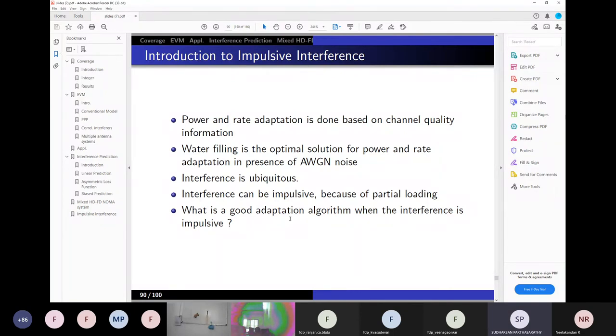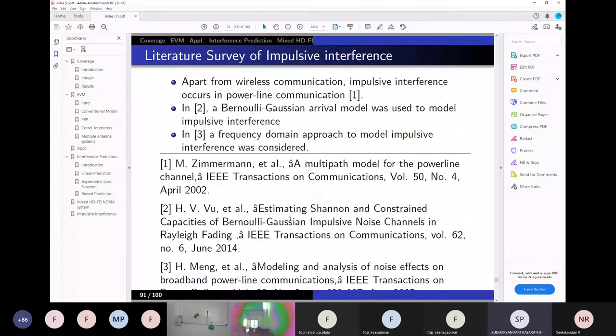Apart from wireless communication, impulsive interference has been studied in other related areas like power line communication. One of the popular models to model this impulsive interference is the Bernoulli-Gaussian model. People also use a frequency domain approach to model impulsive interference.